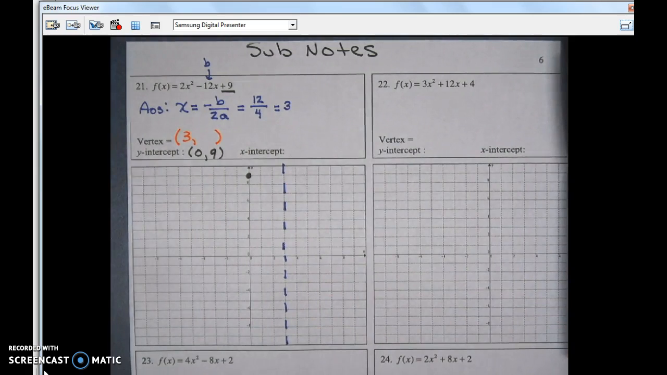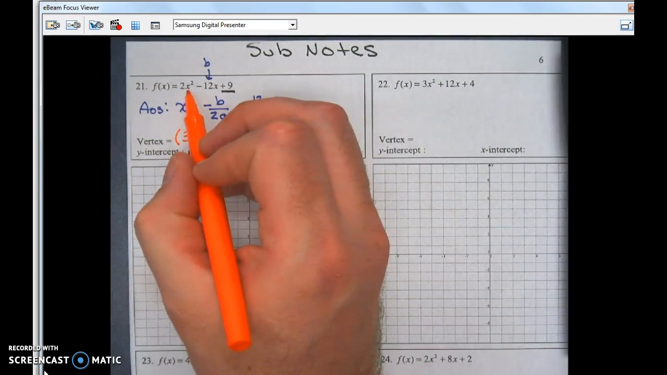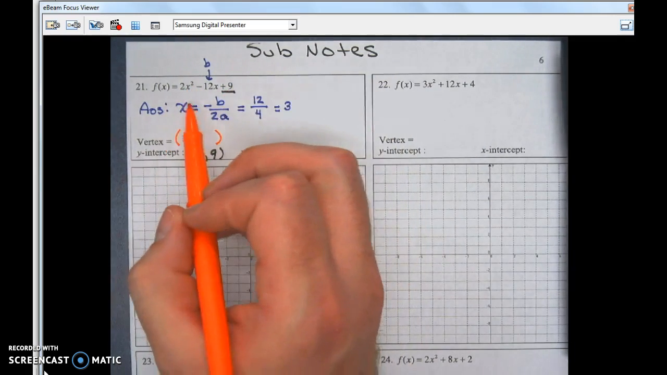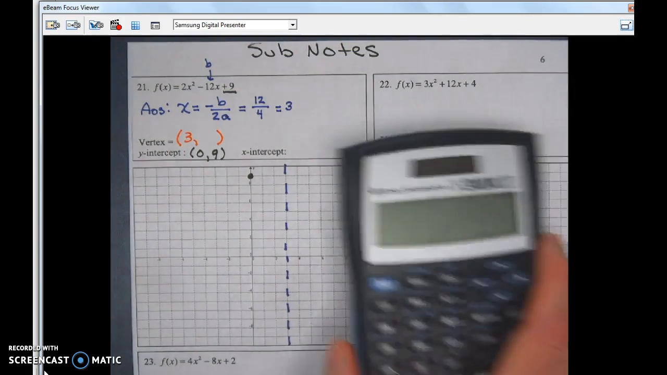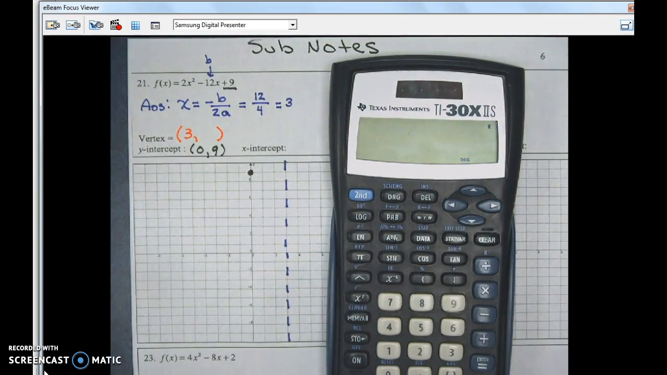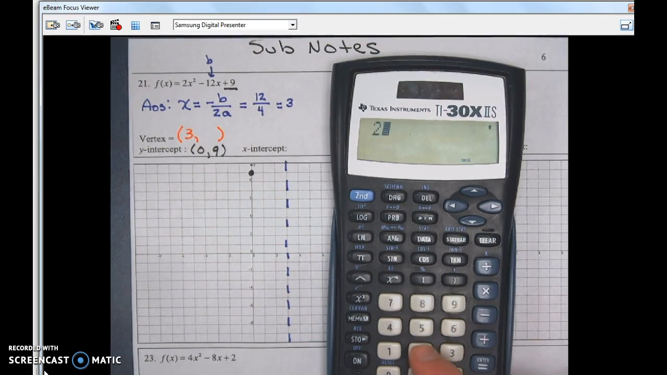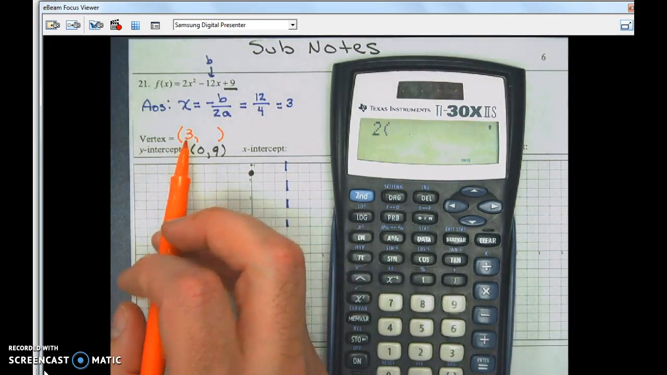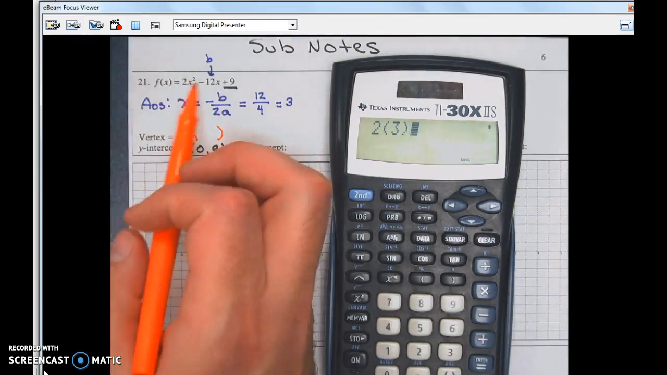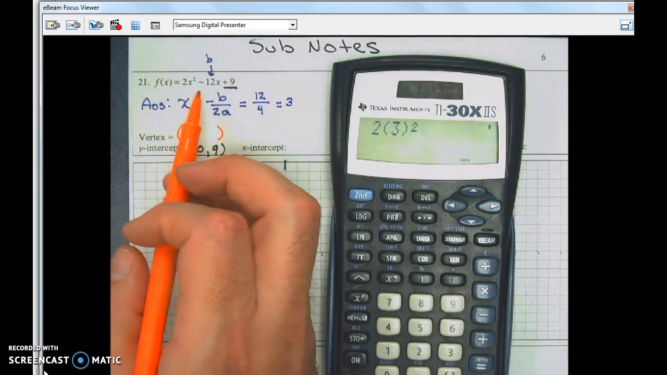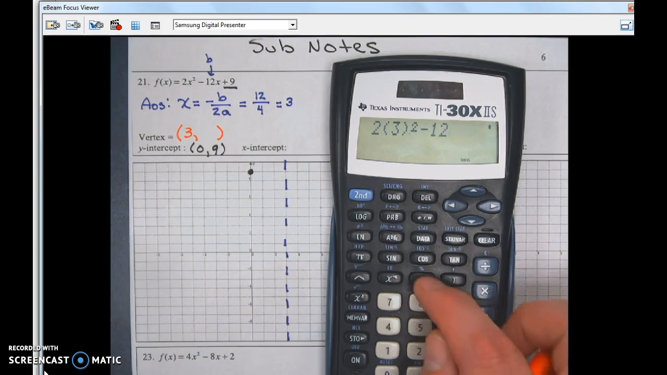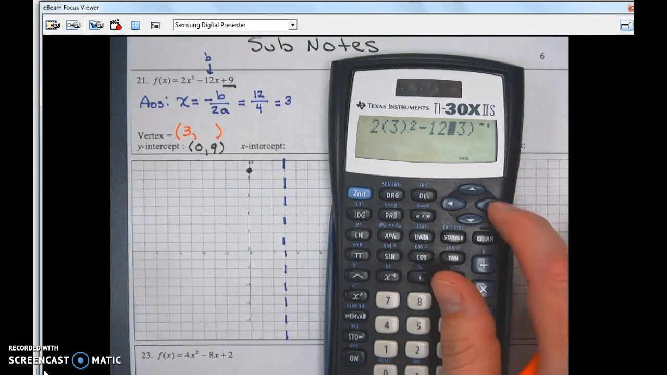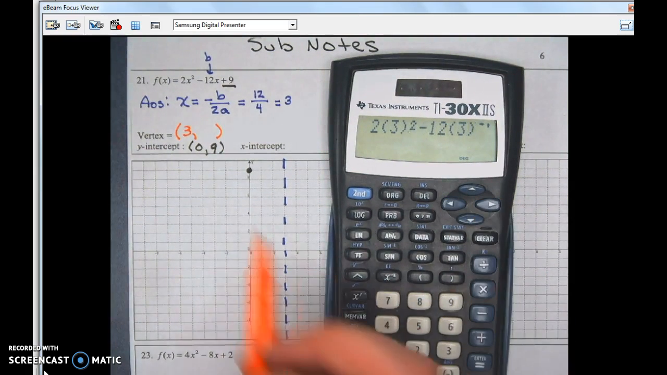To figure out how to get that other point, we're just going to plug that 3 back in everywhere I see an x. So instead of 2 times x squared, I'm going to do 2 times 3 squared. And so I'm going to grab my calculator, and I recommend you guys grabbing calcs too. And I'm going to do 2, and then everywhere I see an x, I'm going to put parentheses, and then whatever x is. In this case, x is 3. So 2 parentheses 3, and then I'm going to square it. Minus 12x, so minus 12. Again, everywhere I see an x, I'm going to put parentheses in my x value, plus 9.